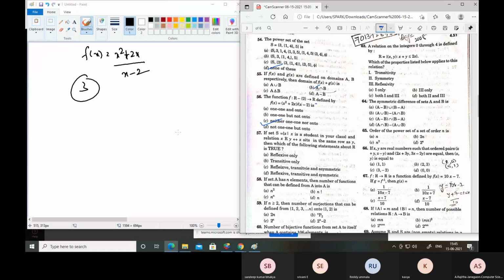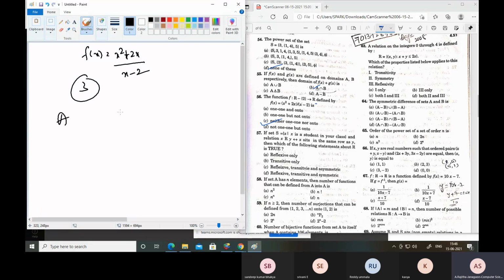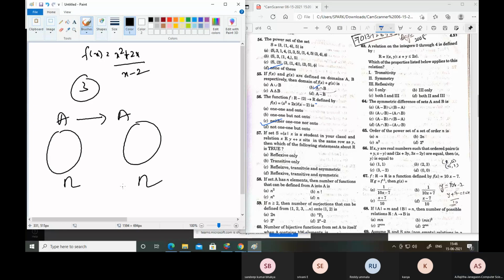The next one: a set A has n elements, then the number of functions that can be formed from A into A is? How many functions are formed from A into A? Here we have A to A. A contains n elements and B also contains n elements. In the earlier one, if the cardinality of A is equal to M and the cardinality of B is equal to N, then how many functions are there? That is n to the power of M.